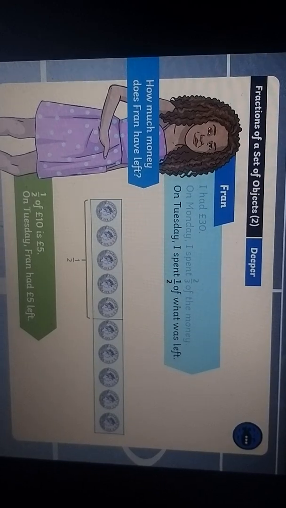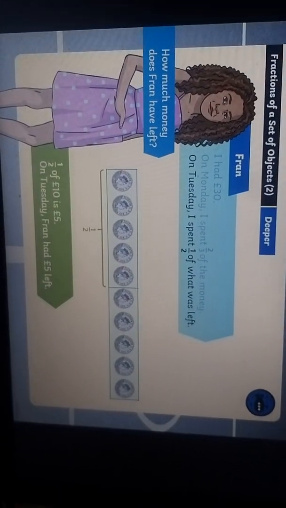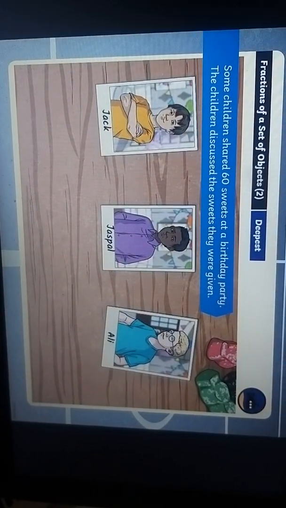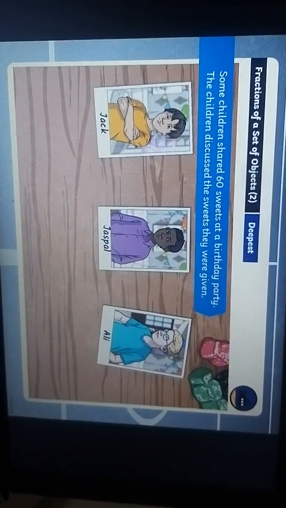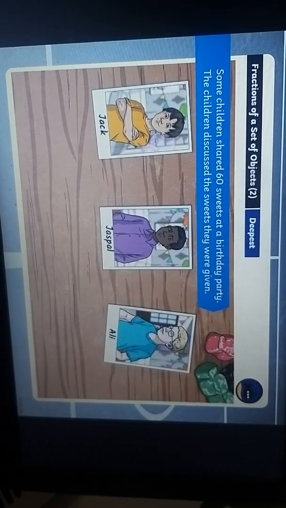Can you see how we have to work out each part before we could get the answer? So it all takes time, these questions. This is a deep, deep, deep one. Some children, this is very challenging.